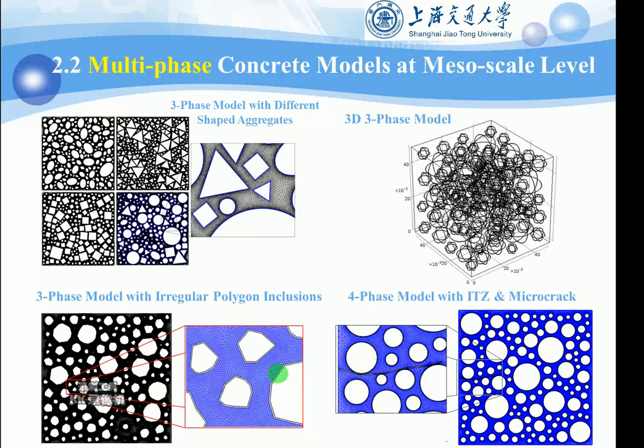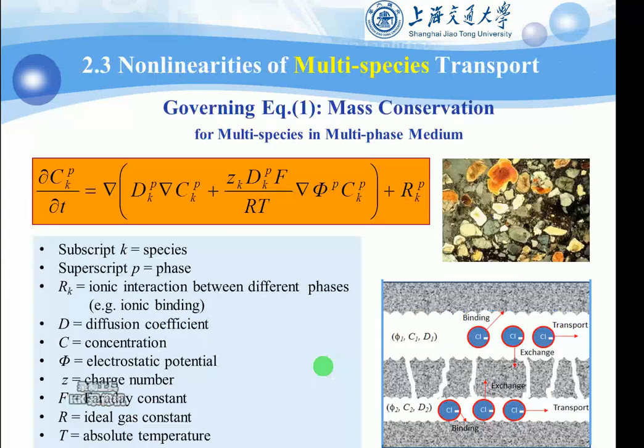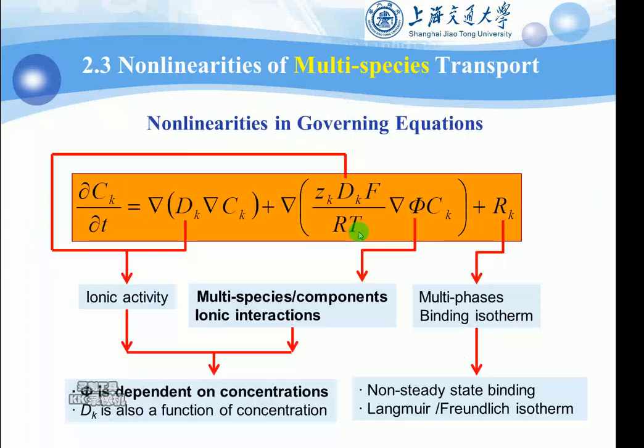So that shows the first word, multi. Let's come to the second one, multi-species. Why do we need to consider multi-species? It actually, in a sense, is due to the nonlinearity of multi-species transport. Just have a look at how nonlinear the governing equation is. See, the binding term is nonlinear, the potential term is nonlinear, and if you're unlucky, the diffusivity term could also be nonlinear. So for now, I guess you can understand why most of our models shown before are two-dimensional. Just because of this, it's really hard to get a convergent solution from a 3D model.